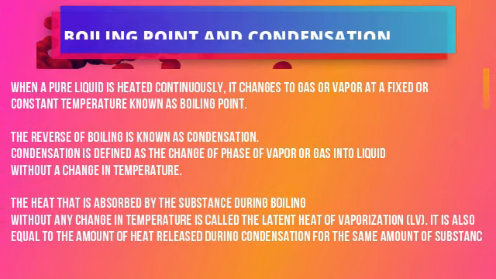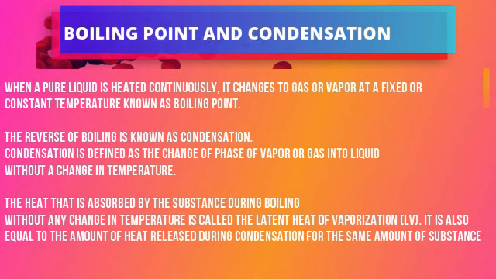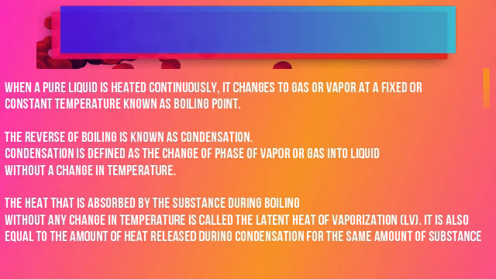When a pure liquid is heated continuously, it changes to gas or vapor at a fixed or constant temperature known as boiling point. The reverse of boiling is known as condensation. Condensation is defined as the change of phase of vapor or gas into liquid without a change in temperature. The heat that is absorbed by the substance during boiling without any change in temperature is called latent heat of vaporization. It is also equal to the amount of heat released during condensation for the same amount of substance.